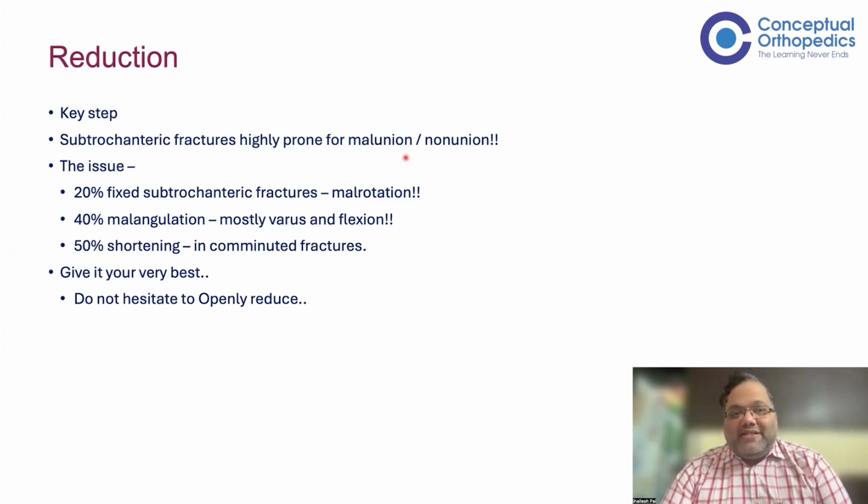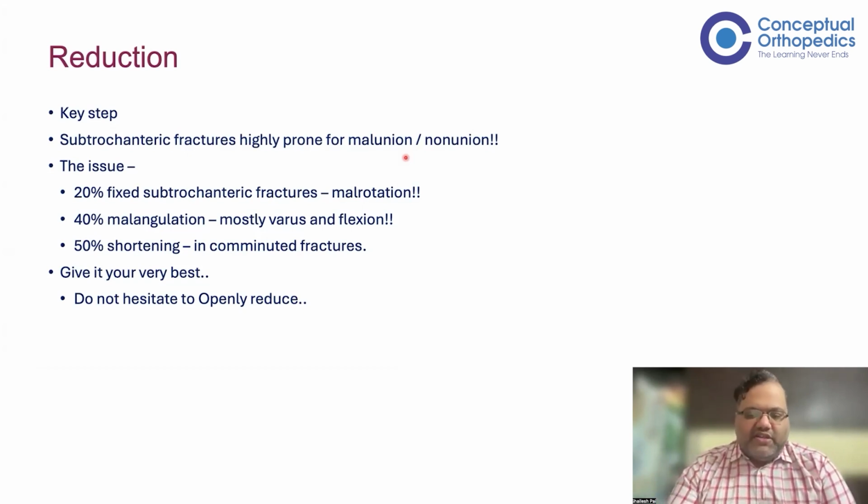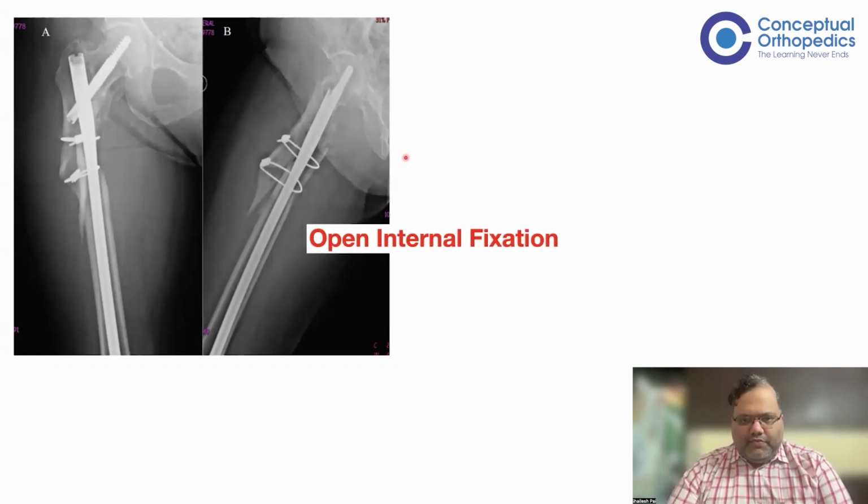Okay. Now, anatomical does not mean that there has to be no gap, or absolutely one cortex matching onto the other. But overall, from an alignment perspective, there should not be any angulation, both in the varus-valgus plane as well as in the flexion-extension plane. There should not be rotation, and even the length should be as anatomic as possible. So that's how the subtrochanteric goalpost is slightly different compared to any other diaphyseal fracture. In any other diaphyseal fracture, you are only concerned with getting the length, axis, rotation back, not necessarily anatomical.